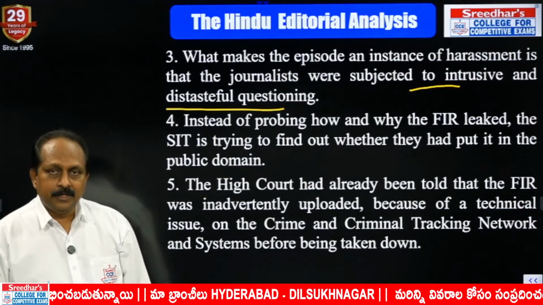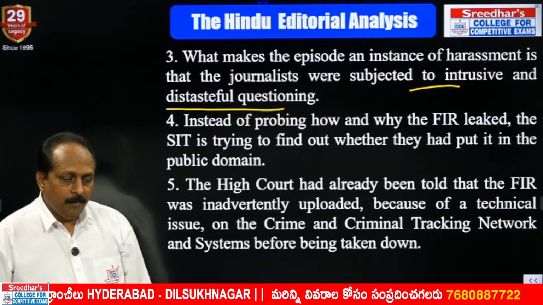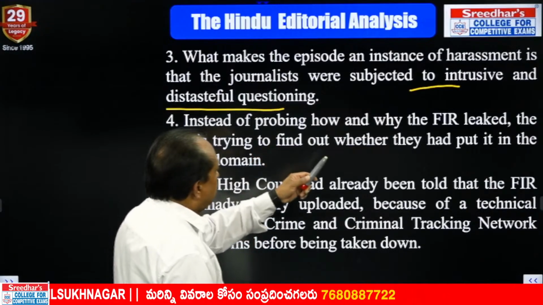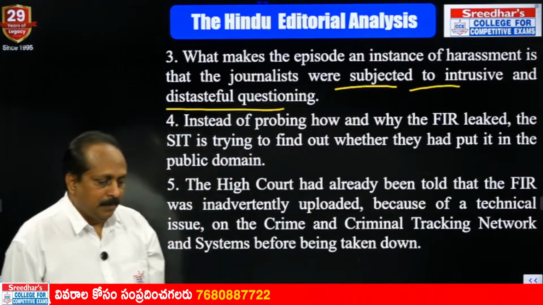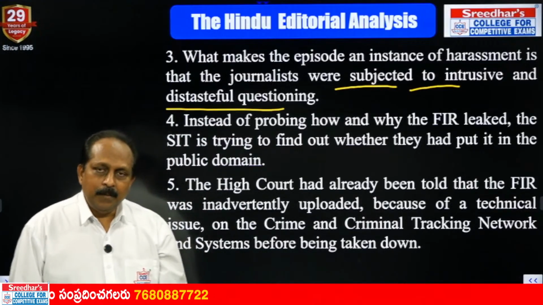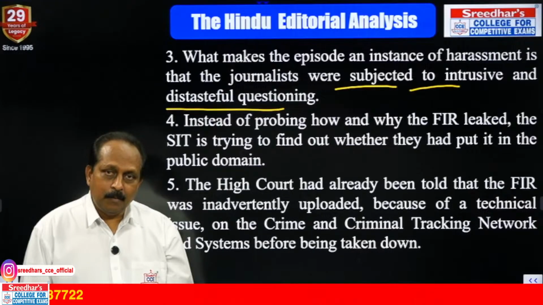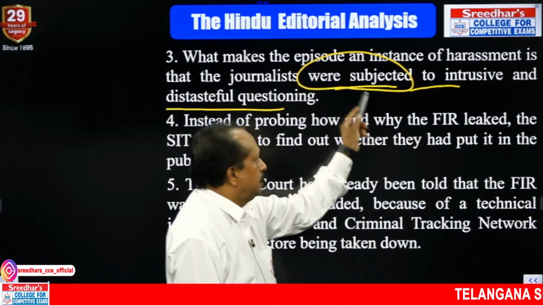But what the editorial says, why do we use words like harassment? Because they went beyond the limit. What is that beyond the limit? They were subjected to intrusive and distasteful questioning, means wrong questions, embarrassing questions, and in a way harassment. That amounts to harassment.